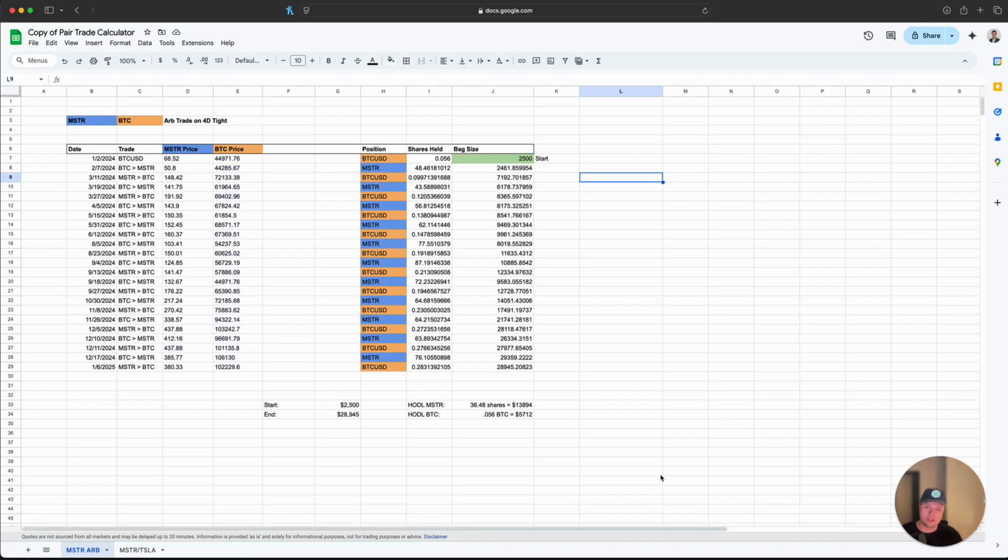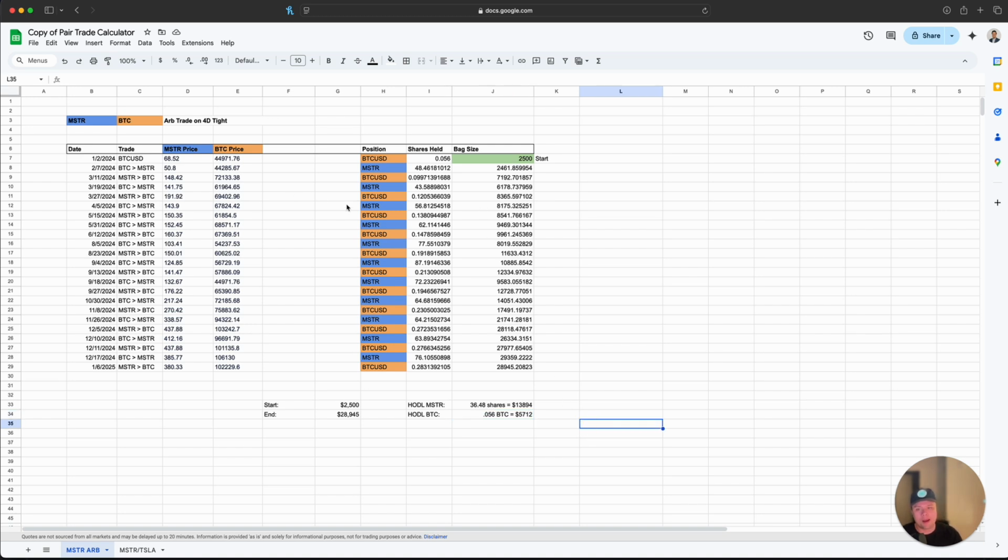And when we look at the Google Sheets, just swapping between MicroStrategy and Bitcoin, you can see if you just hodl your Bitcoin, hey, you're still going to have 0.056 Bitcoin. That's worth about $5,700 today. If you had $2,500 of MicroStrategy back in January, you definitely outperformed Bitcoin, and you would have $13,894 today. So that's a pretty good return. I believe that's about a 6 to 7x on your money.